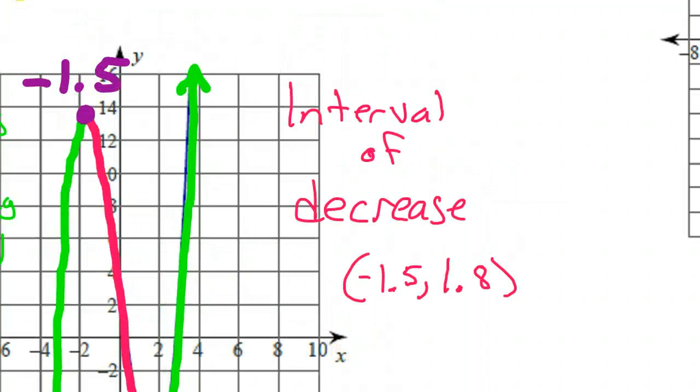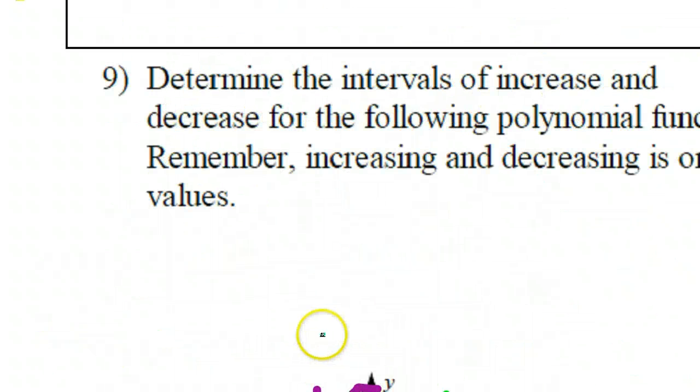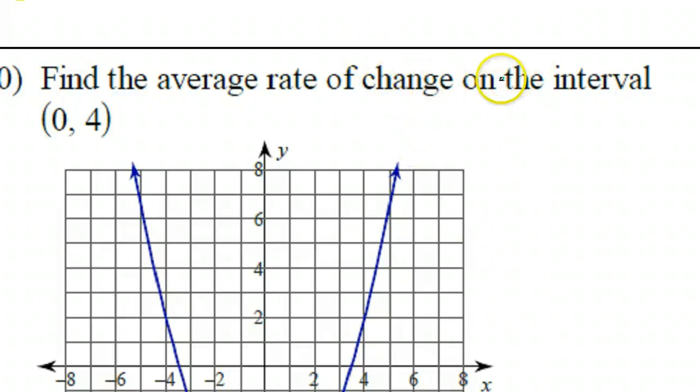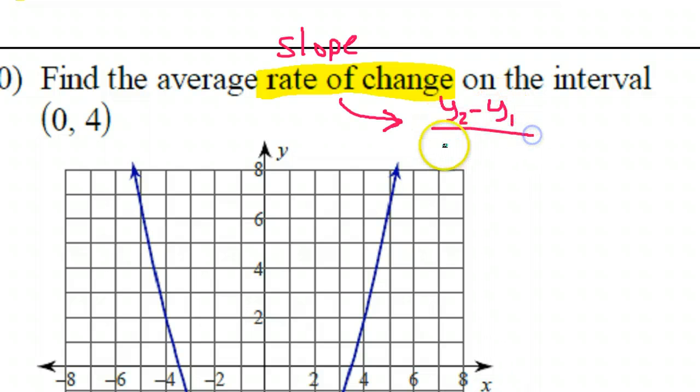All right, that was number 9. Let's see what's up with number 10. Find the average rate of change on the interval from 0 to 4. Now, average rate of change, please remember that rate of change is the slope. That's why when we do rate of change, we use the slope formula, which is y2 minus y1 over x2 minus x1. We just simply use the slope formula.